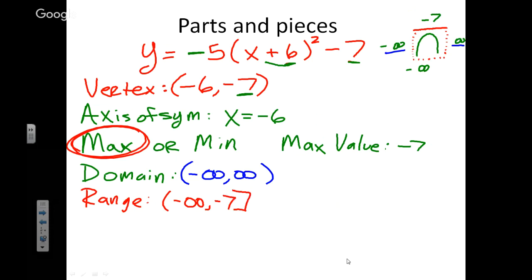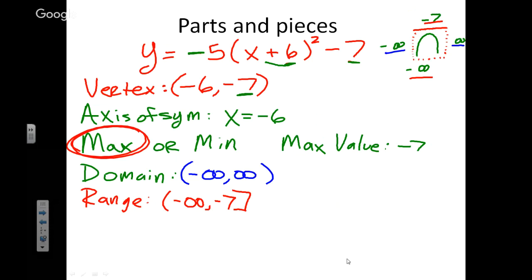Probably not going to stress brackets and parentheses at this point. I'm showing you the right way, but if you have those incorrect on the test, I probably won't take off for it. Yeah, so the range is here and here. Okay. I think that quick drawing is super helpful. Axis of symmetry, vertex, max or min, max or min value, range, domain. We did all that, right? Okay, good.